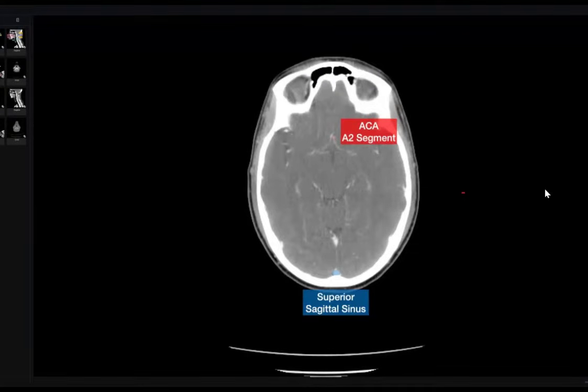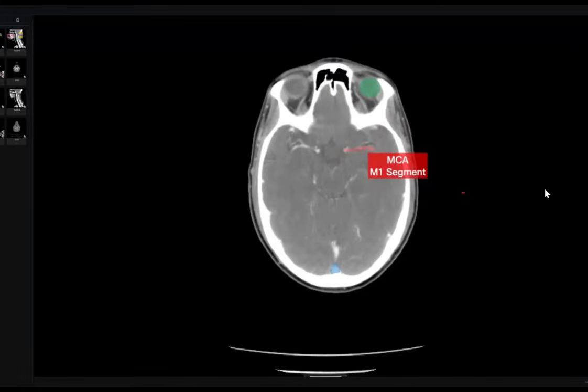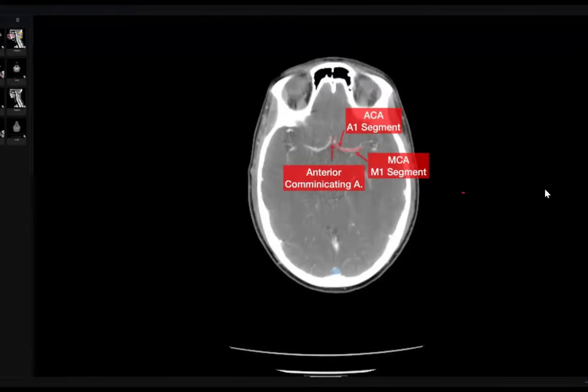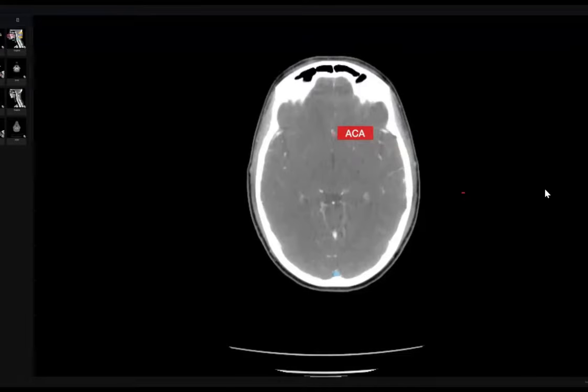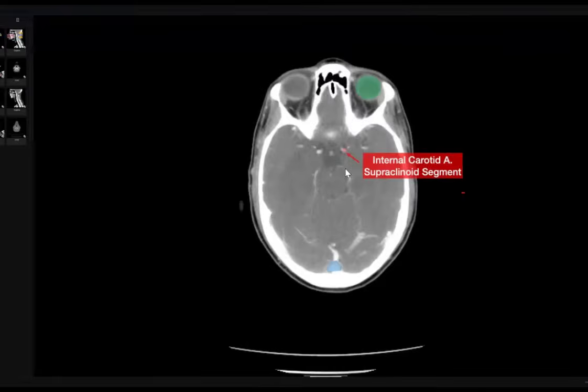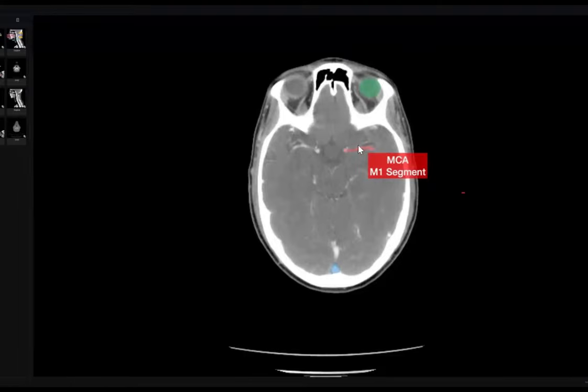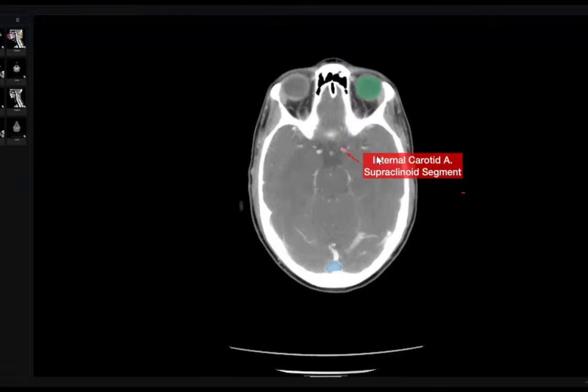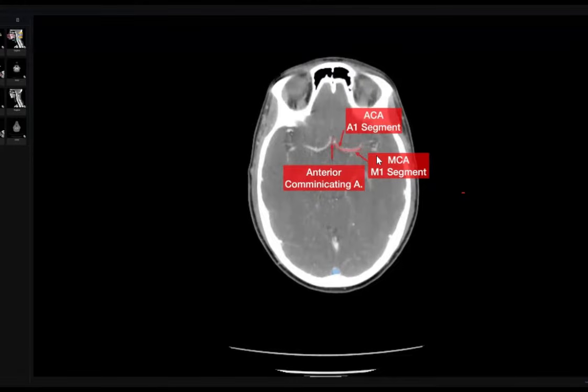Okay, and this is the ACA with its segments. This is pre-communicating. This is post-communicating, and this is the rest of ACA. So when you find interhemispheric fissure hemorrhage, think of ACA aneurysm. When you find any hemorrhage here or here in the sylvian fissure, think about MCA hemorrhage.